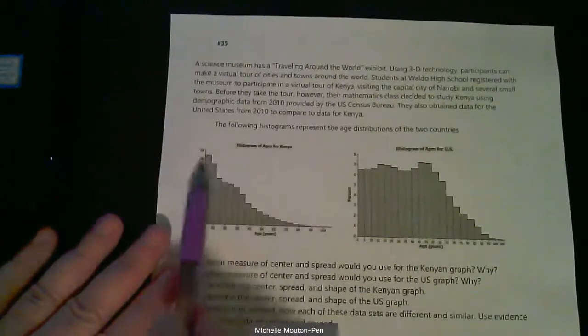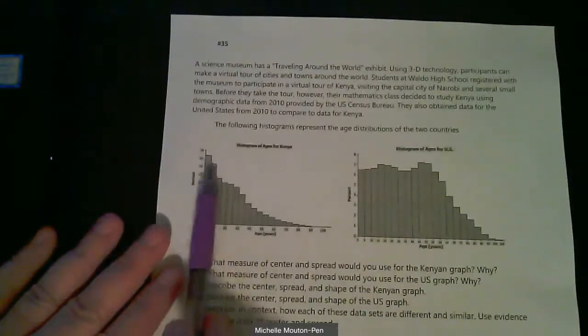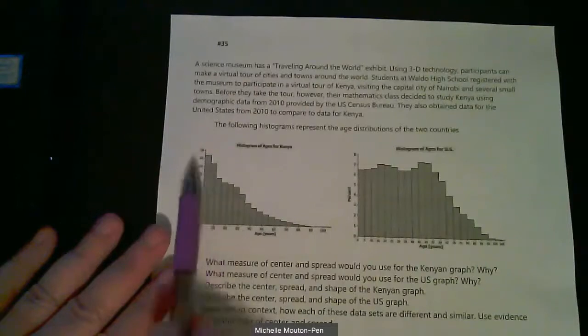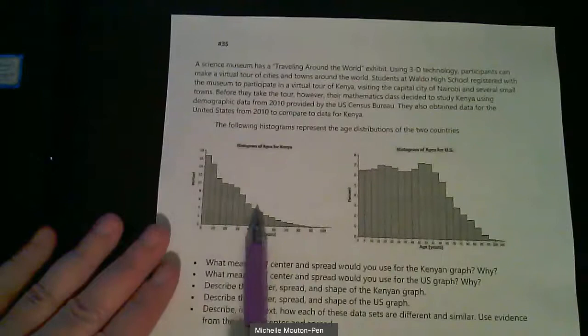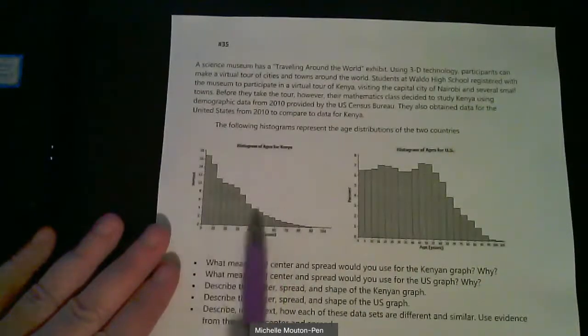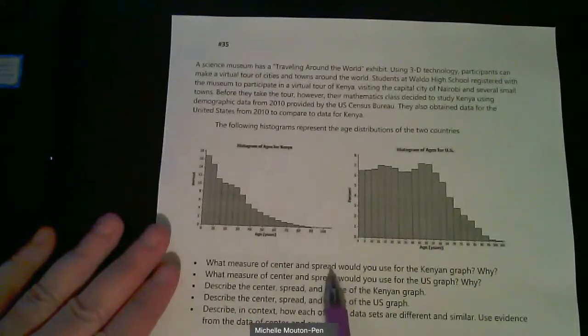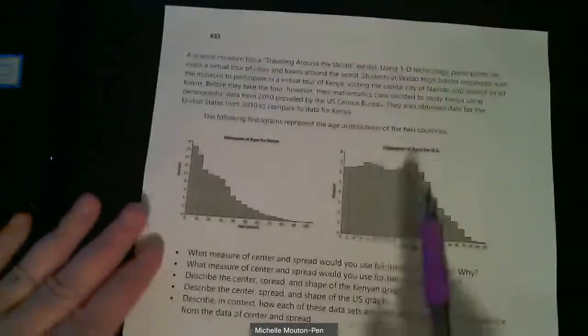Well, just look at the shape of the Kenyan graph. That shape doesn't look very symmetrical or uniform, which means it doesn't have the shape of a normal distribution. So for that reason, the measure of center that we're going to use is median. And if we use median, then our spread is going to be IQR. Those two things go together.